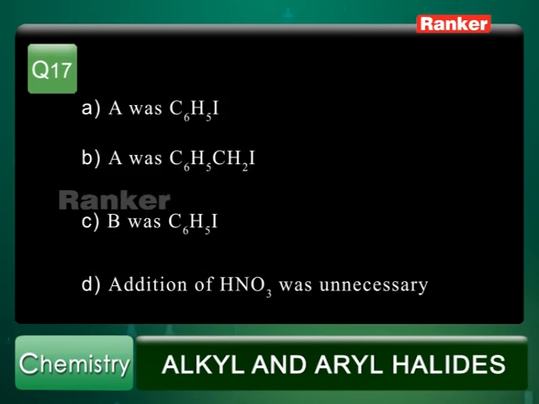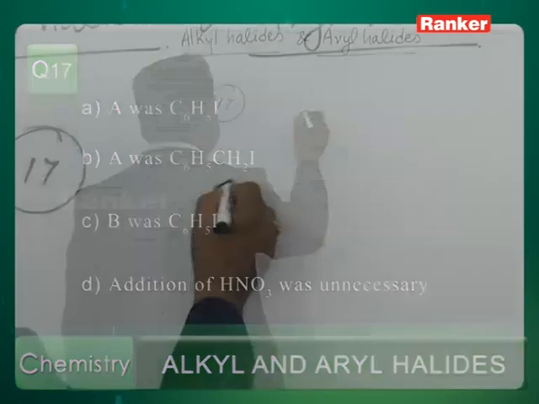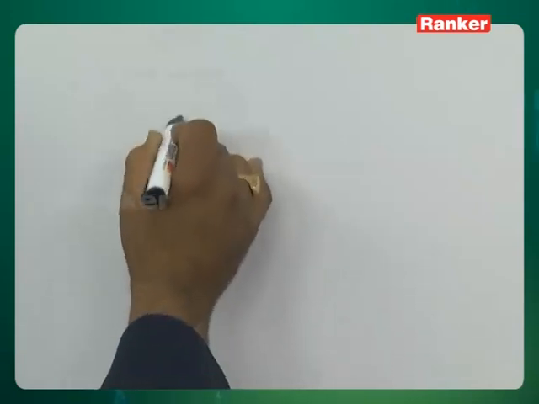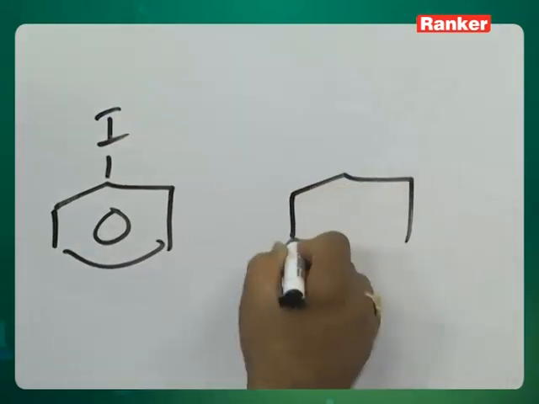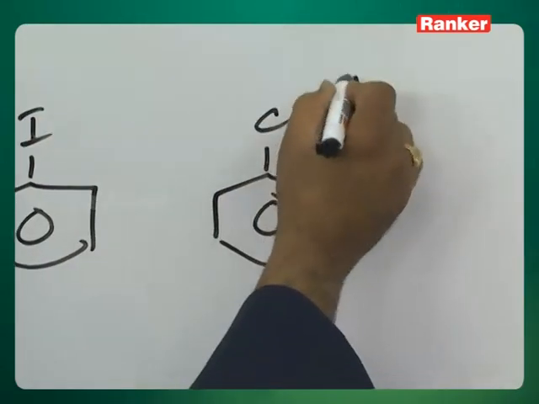A is the benzyl iodide. B is giving a yellow precipitate, meaning B should be the benzyl iodide, and A should be the phenyl iodide. So, answer A is the right answer. So, what is happening here? One is phenyl, one is benzyl.